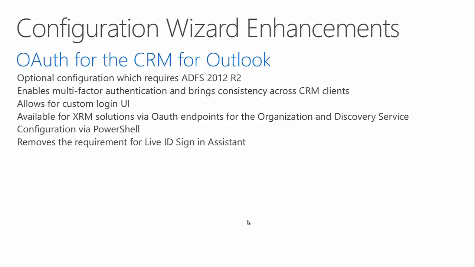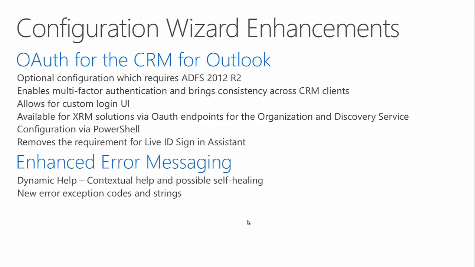This configuration is done via PowerShell. Just like in CRM 2013 you had to run a PowerShell script, you need to do this for 2015 as well. It's a little bit different commandlet and PowerShell command that you run, but just look in the documentation for that and you'll see the OAuth claim settings that you need to configure in order for this to work properly. This also removes the requirement for the Live ID sign-in assistant, so you no longer would have to have that in place with this new configuration.